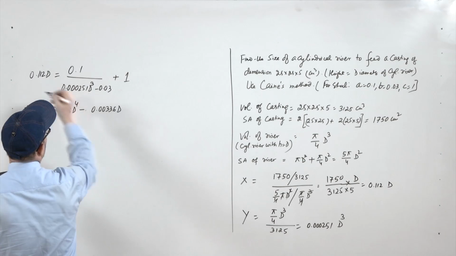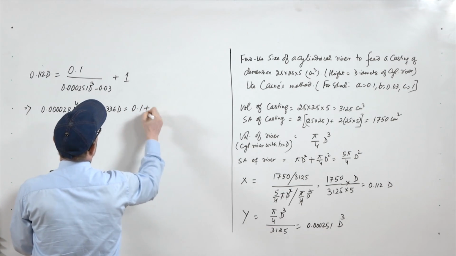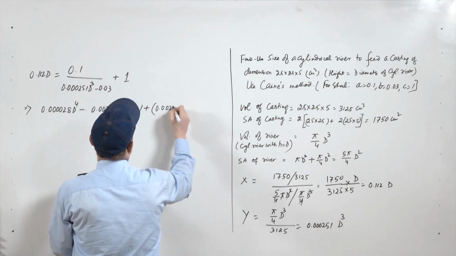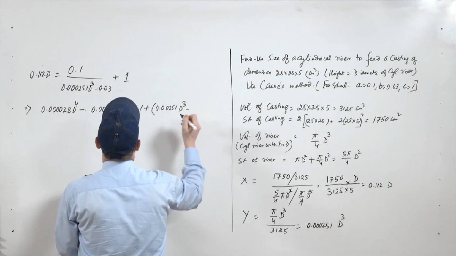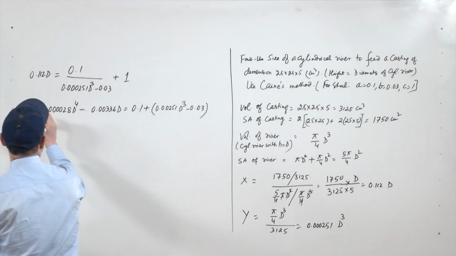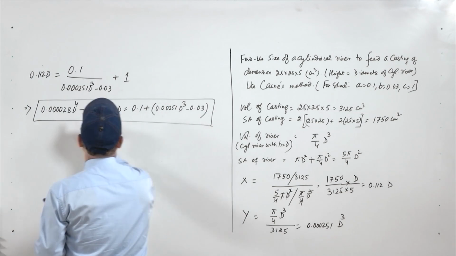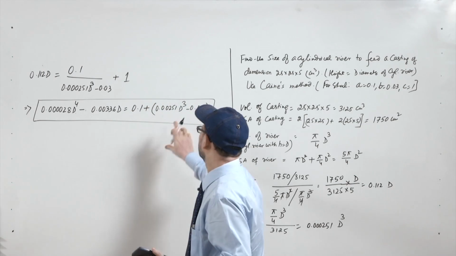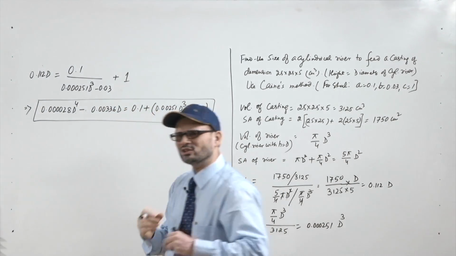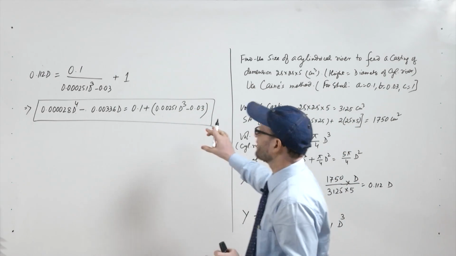So, that will go that side and you will have 0.1 plus 0.000251 d cube minus 0.03. So, this way you are basically finding one equation which has the d to the power 4 terms, d raised to the power 3 terms, all that, and this can be further simplified, and you have to basically solve this equation by using the trial and error method.